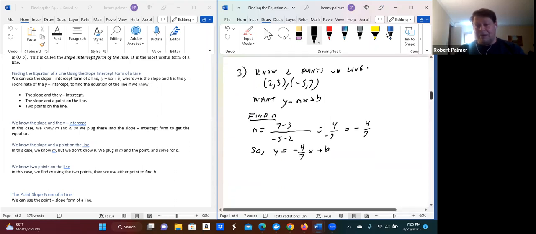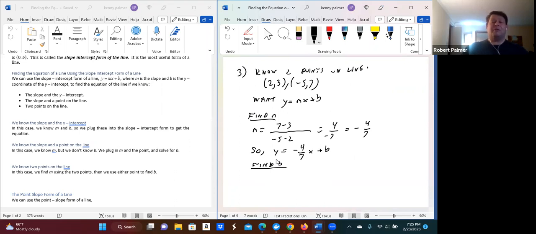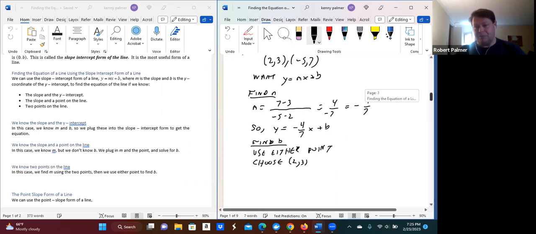Okay. Now, like the previous example, we just need to find b. Now, in the previous one, we plugged in the point we're given. This time we have 2 points, so we can use either point. That's up to you. Sometimes one might be easier than the other. It just depends. But we can use either point because they're both on the line. In this case, I'm going to choose to use the first point, (2, 3). So I'm going to plug that one in to this.